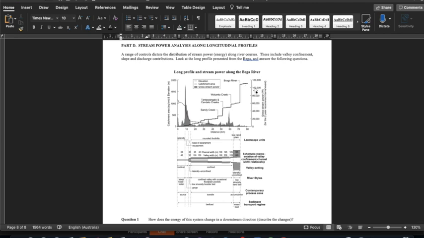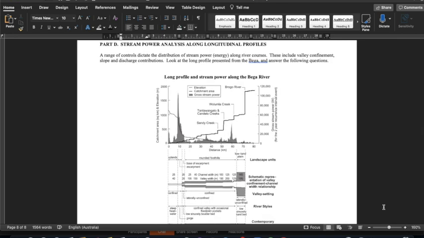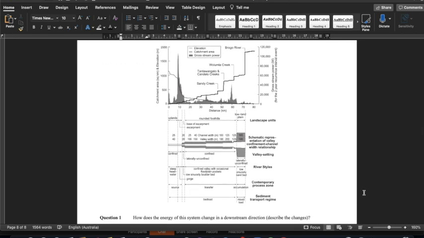Down below that graph is a schematic diagram of what is going on in this river downstream. So if we just look at the landscape units section first, you can see that we start off in the uplands over on the left. We then go through an escarpment, through rounded foothills, down onto a lowland plain. Can everyone see that? Can I get a thumbs up if you can see that? Yep, good-o. Nick, Marianne, perfect.